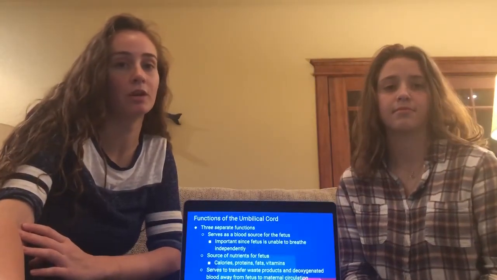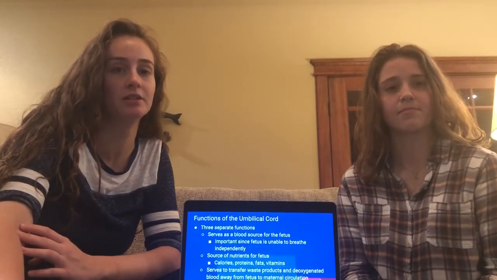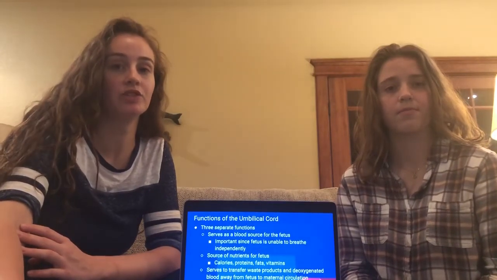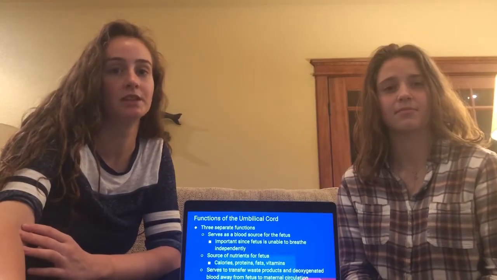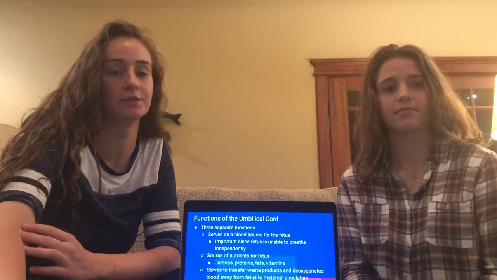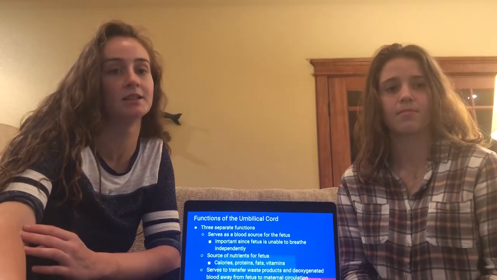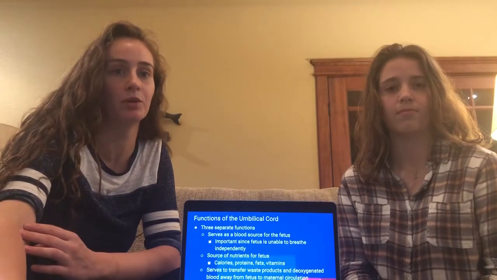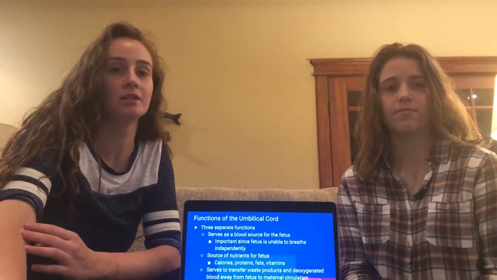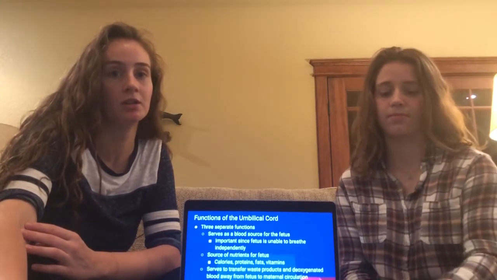The umbilical cord has three separate functions. First, it serves as a blood source for the fetus, which is important since the fetus is unable to breathe independently. Second, it is a source of nutrients for the fetus, including all the calories, proteins, fats, and vitamins that it would need. Lastly, it serves to transport waste products and deoxygenated blood away from the fetus to the maternal circulation. The mother will then process and excrete those wastes.